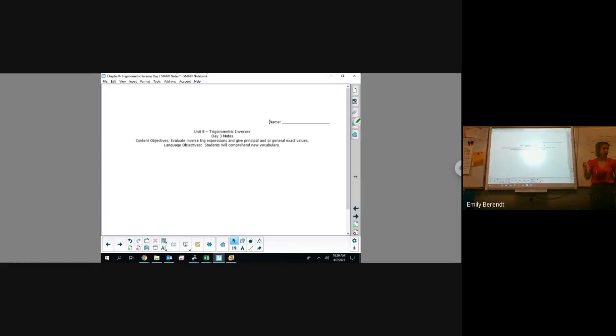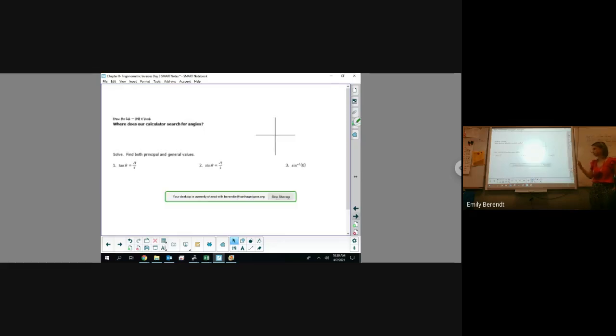So we're going to still do PVs and GVs today, but we're going to work with multi-step problems. So an inner function, a function inside of another function, kind of like f of g of x or g of f of x. So we're going to review where our calculator searches.